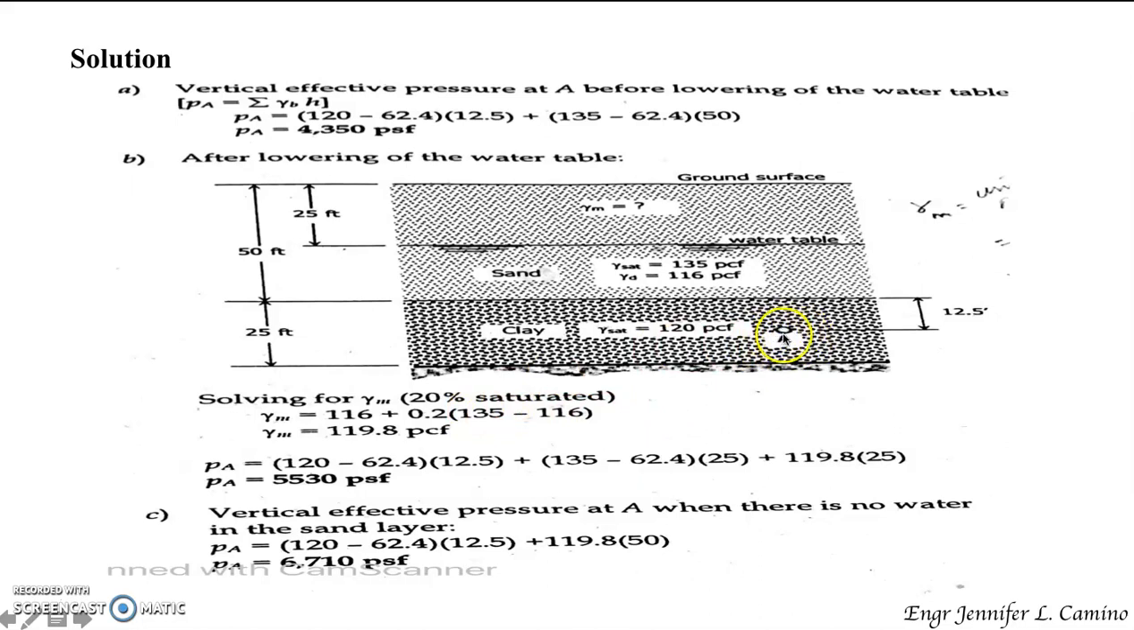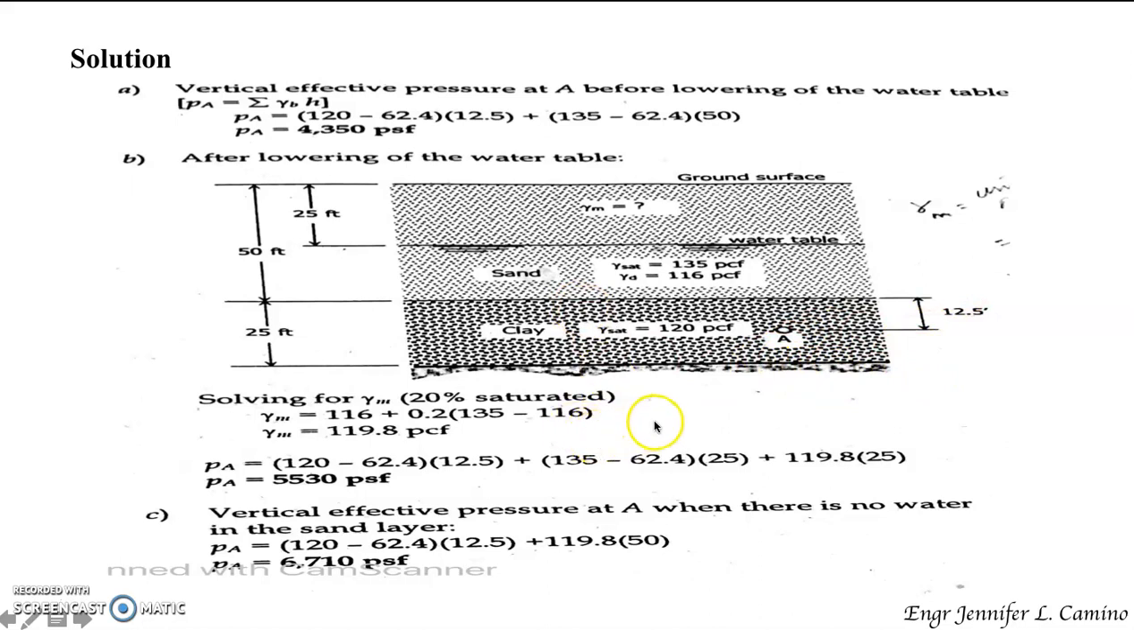So get now the pore water pressure. The pore water pressure at point A will be the unit weight of the water, 62.4, times the height from point A, from this point towards this one, which is 25 plus 12.5. So that is 25 plus 12.5 times 62.4, and the value for the pore water pressure is 2,340.